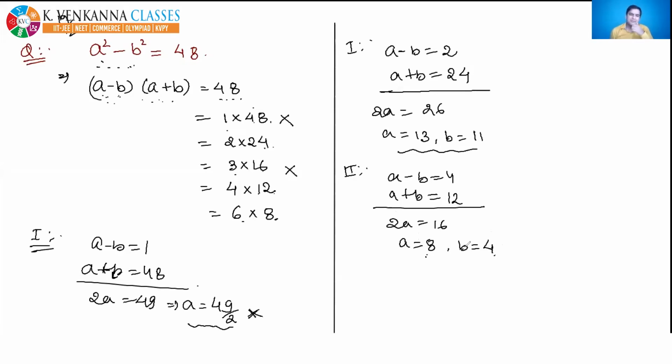And yes, it can be found by just hit and trial also, but the complete answer we can get only by this mathematical calculation. And the third and last case is 6 and 8. So a minus b is equal to 6, a plus b is equal to 8. If we add this, then I will get 2a is equal to 14. That means a is equal to 7 and b is equal to 1. So yes, you can apply plus minus in all of these cases.